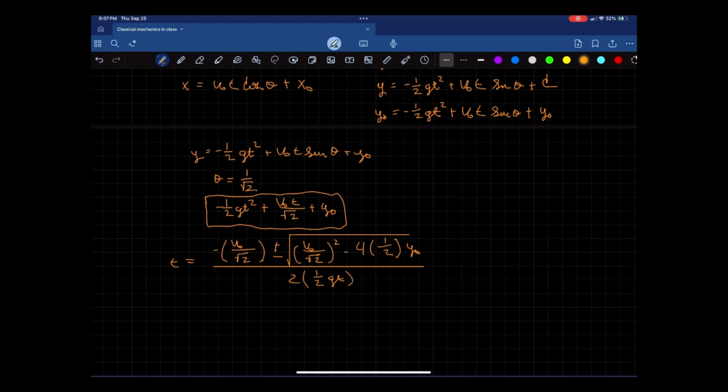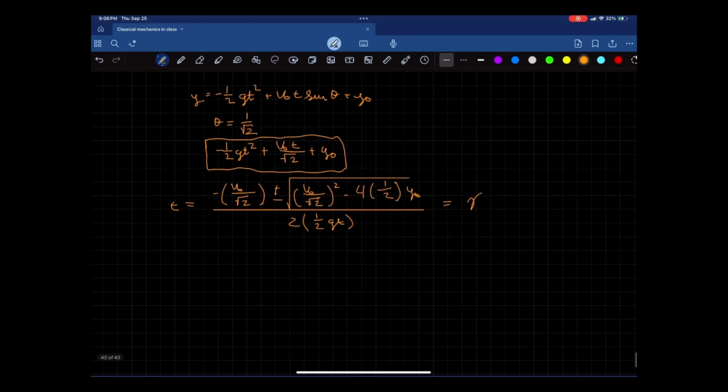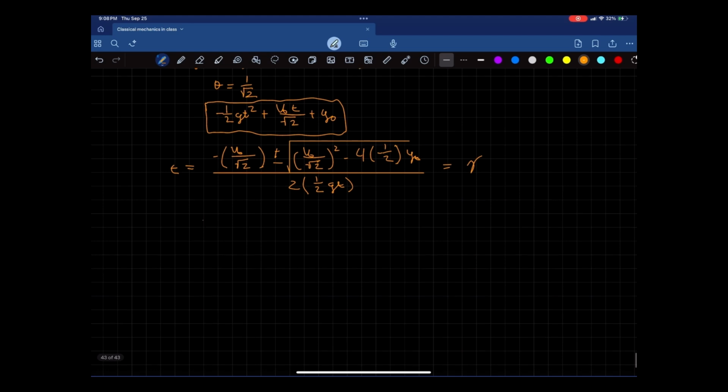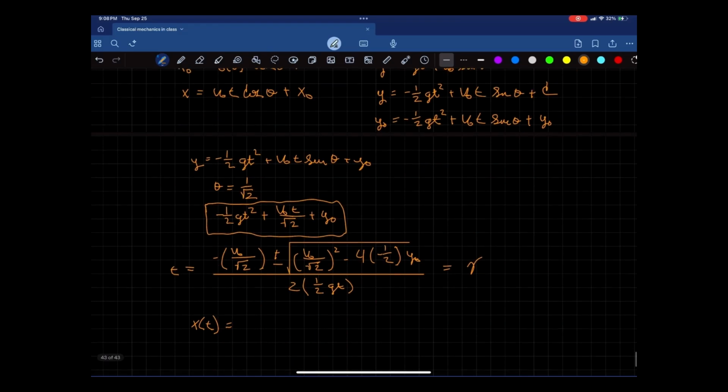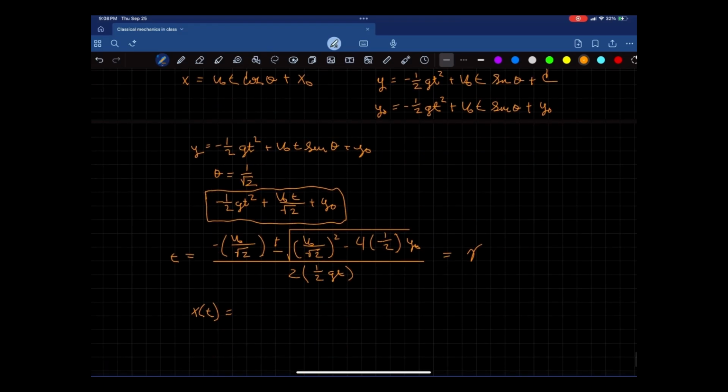And I'm lazy, so what I'm going to do is set that equal to gamma. So this is the equation for how long it's going to take the ball to hit the ground in terms of the y direction. This is basically our time of flight, how long it's going to be in the air for. And if I wanted to know how far it goes, I just plug this into x of t. And x of t was given to us up here.